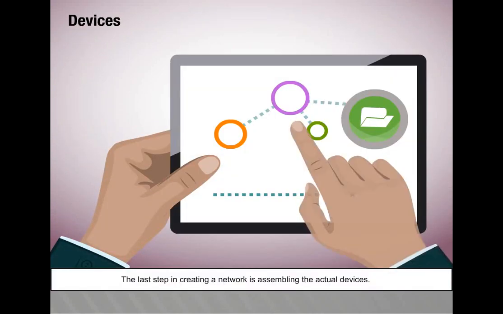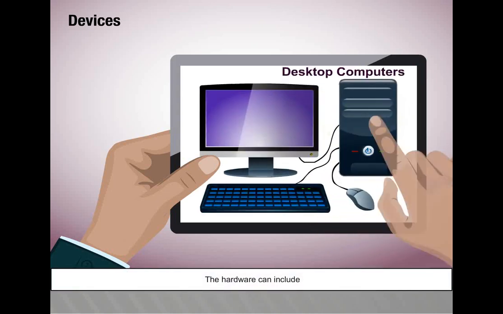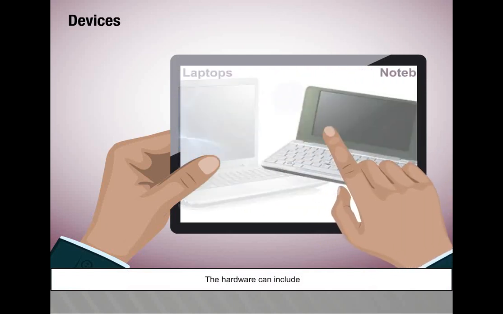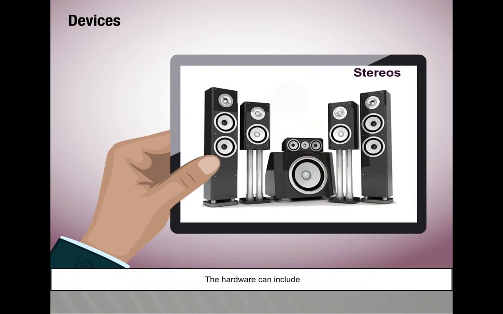Devices: the last step in creating a network is assembling the actual devices. The hardware can include desktop computers, laptops, notebooks, tablets, gaming systems, stereos, and even cell phones.